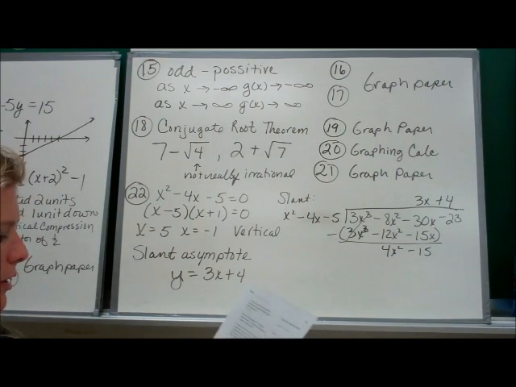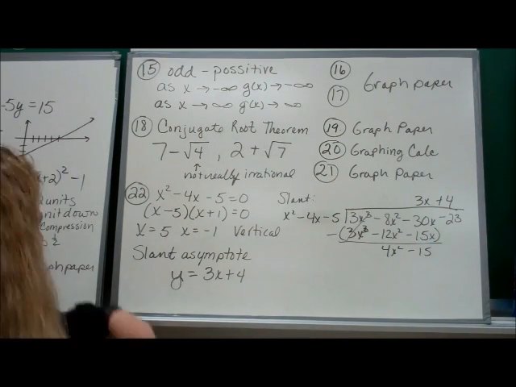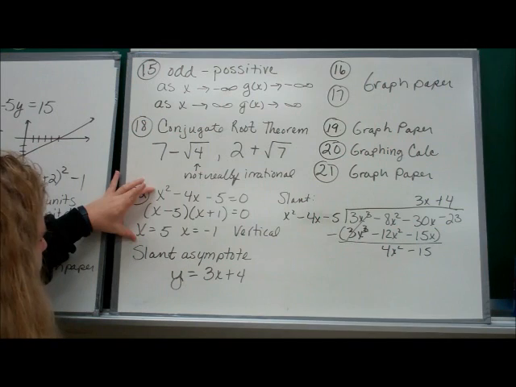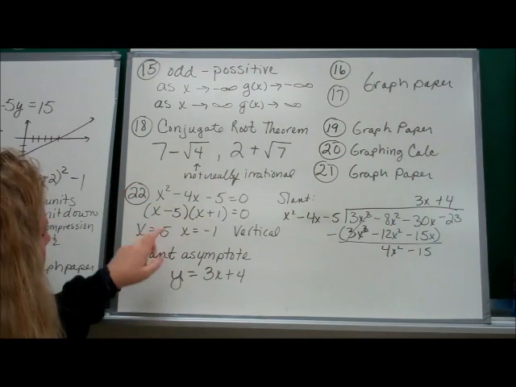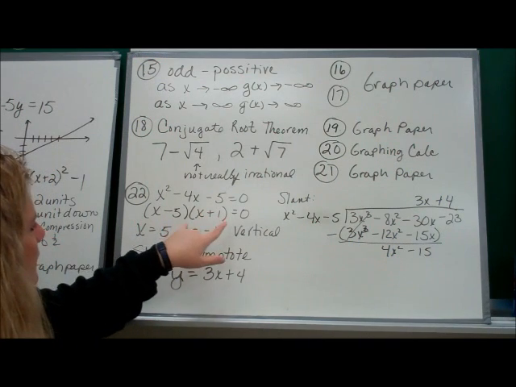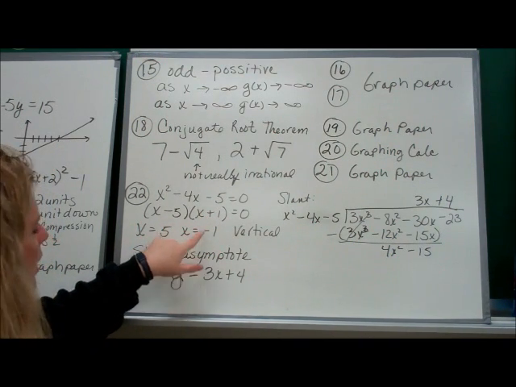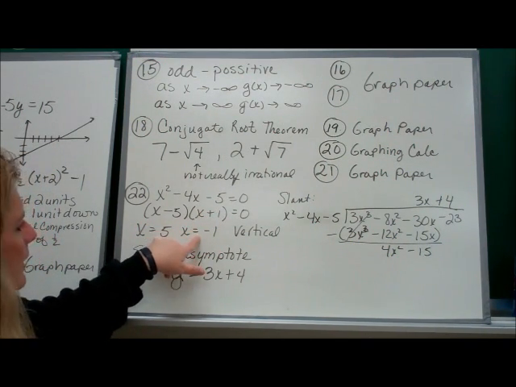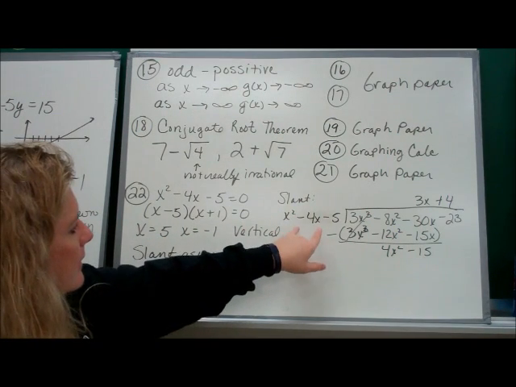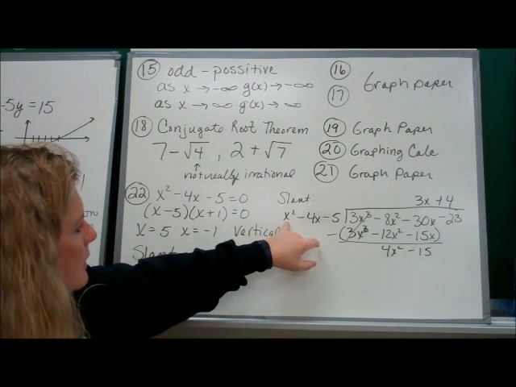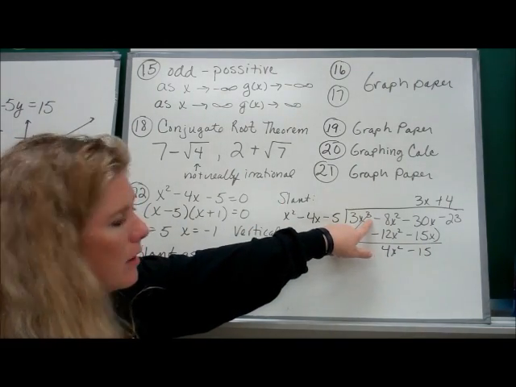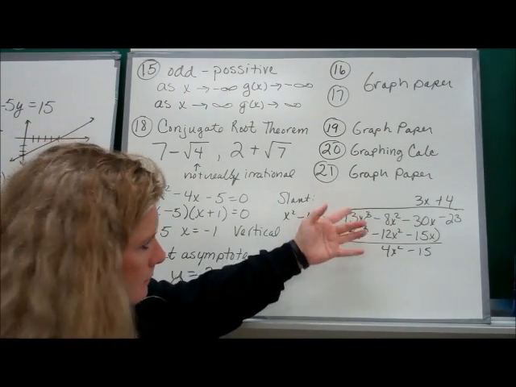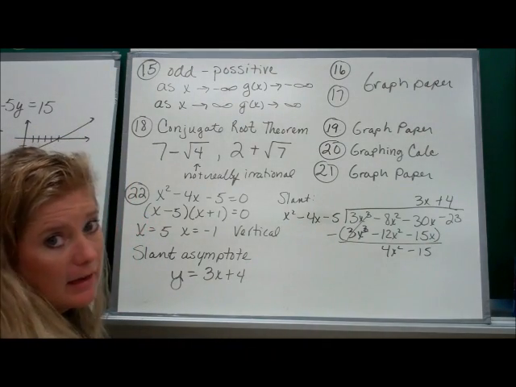Find the vertical, horizontal, and slant asymptotes. Starting with the verticals. This is the denominator of the function. Factor it. Set each factor equal to 0. These are the vertical asymptotes. How do you know if it has a slant asymptote? Well, the degree of the denominator is less than the degree of the numerator by 1. That means it's got a slant asymptote.